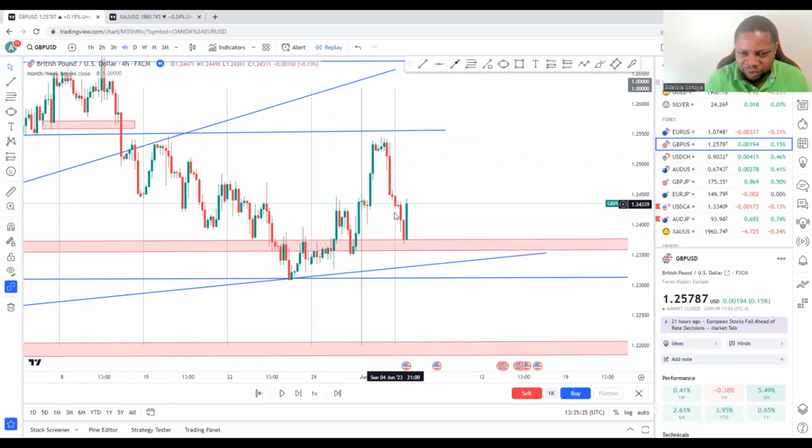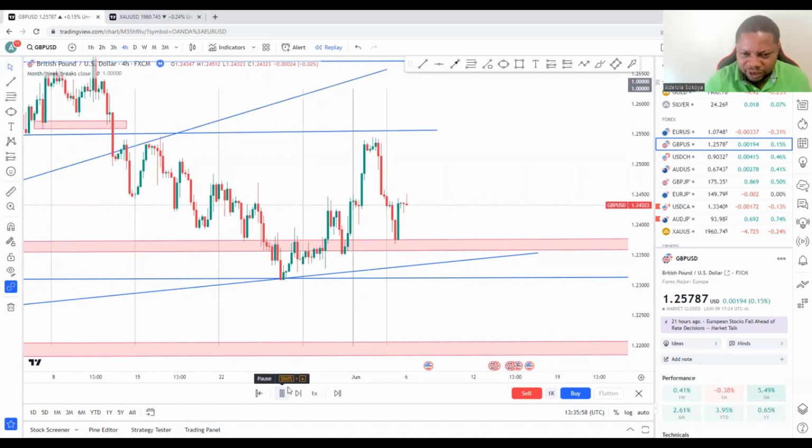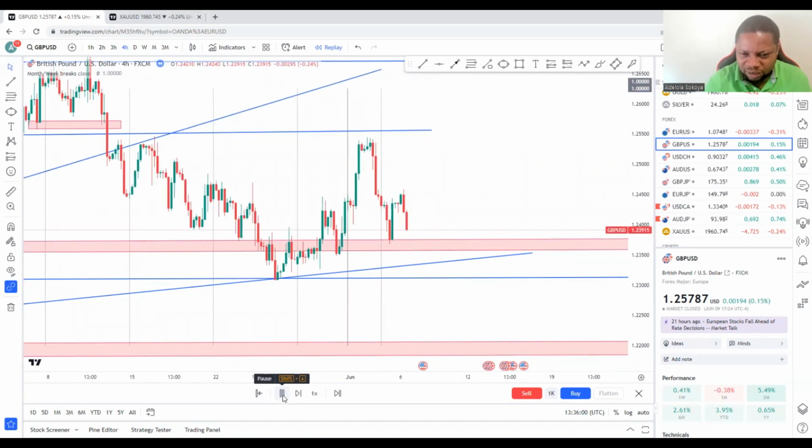So the next thing I was doing was waiting for a pullback. Sometimes you don't want to jump in after you have a major bullish engulfing candle. You don't want to jump in immediately, because most times, say 90% of the time, not every time, what we normally have is a little pullback. So you want to wait for that pullback. As you can see, we had that pullback.